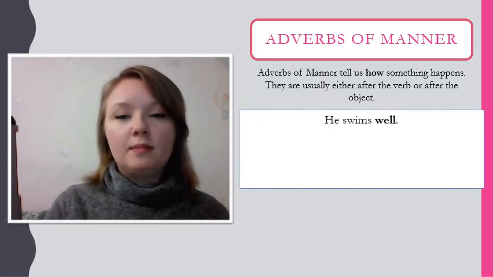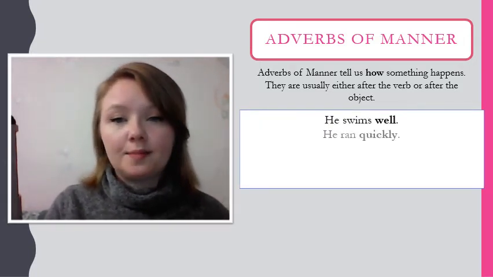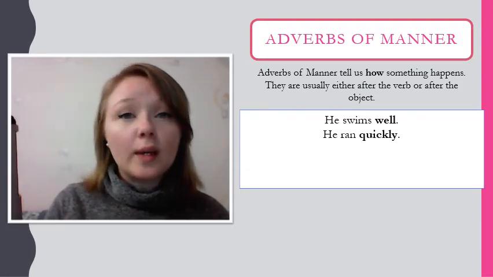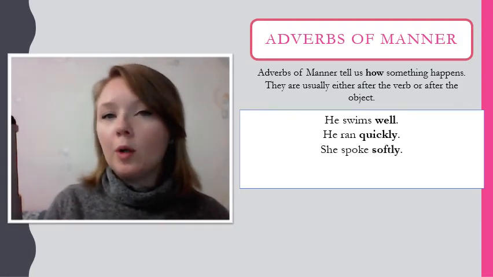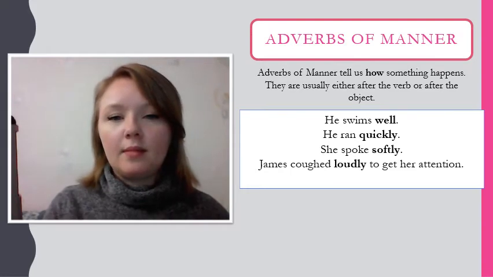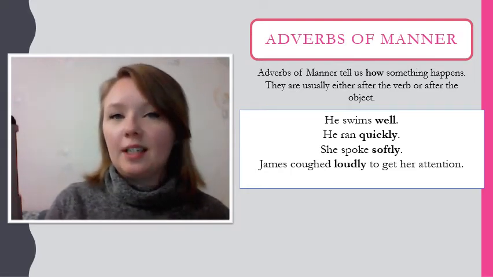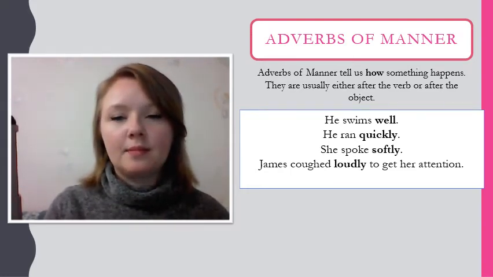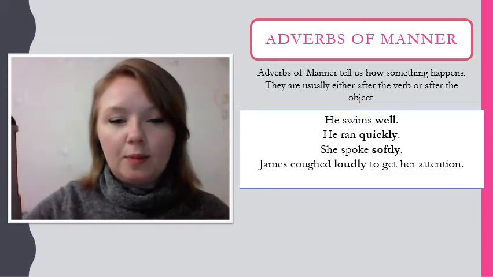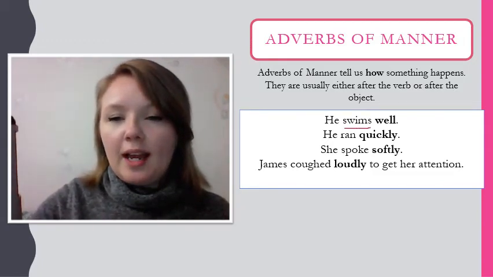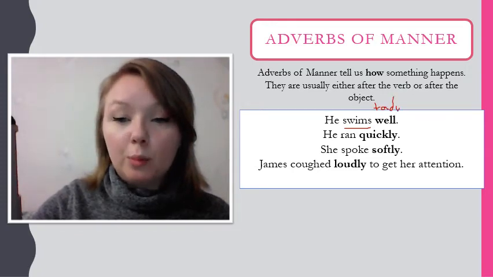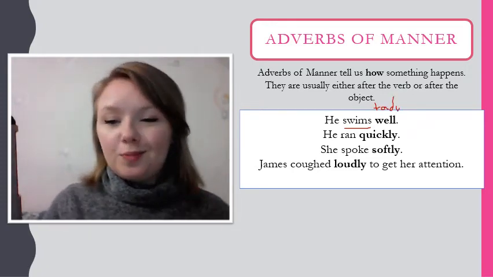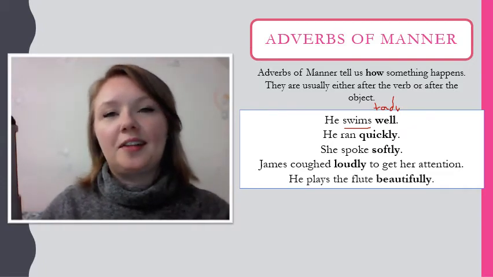For example, he swims well. He ran quickly. She spoke softly. James coughed loudly to get her attention. So in all of these examples, we see we have our verb, and then after that is where we have our adverb.